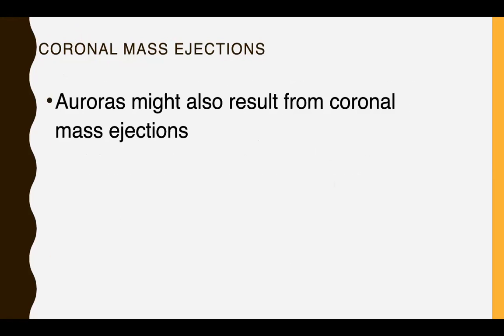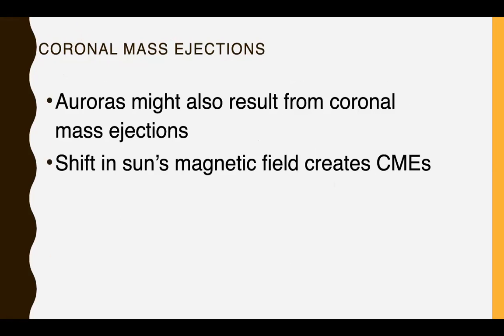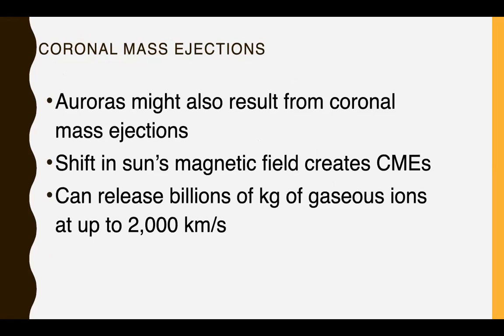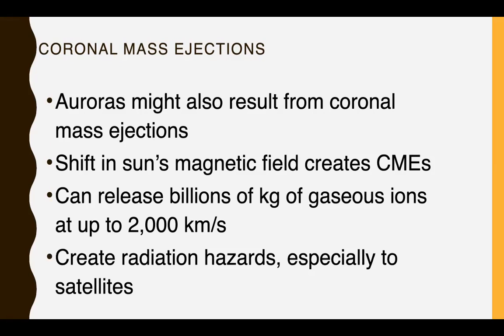It's called a coronal mass ejection. And based on the name, coronal means it's from the corona, the outer part of the atmosphere. And mass ejection, this is when you're going to have tons of gas, like literally tons of gas that are ejected and flung out from the sun. So this occurs because of the shift in the sun's magnetic field, and it can release billions of kilograms of gaseous ions at up to 2,000 kilometers per second.